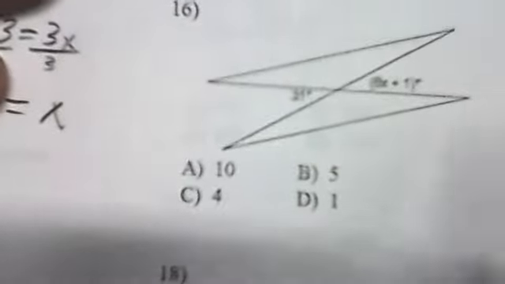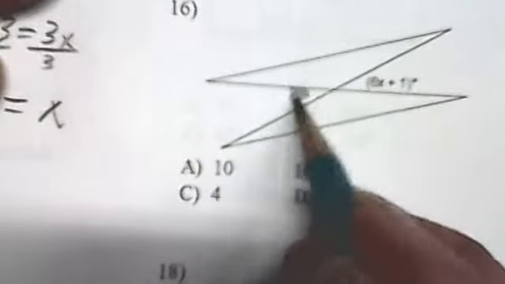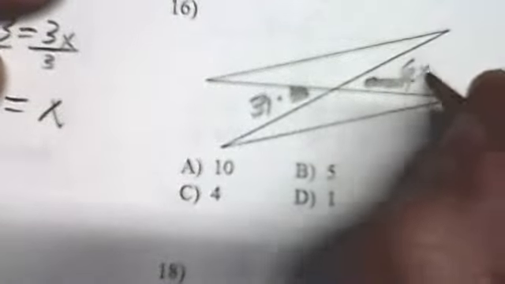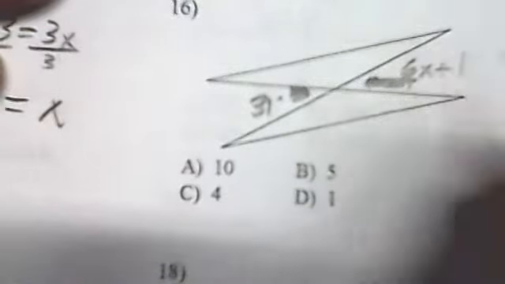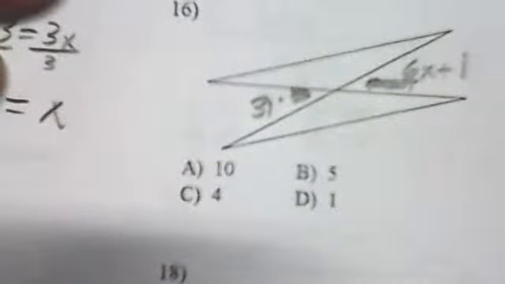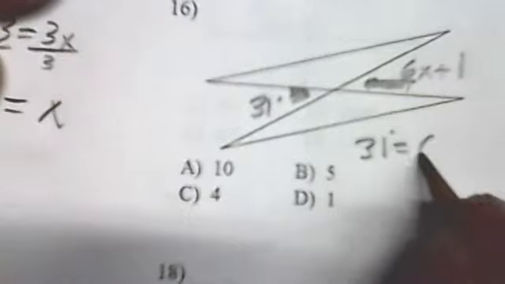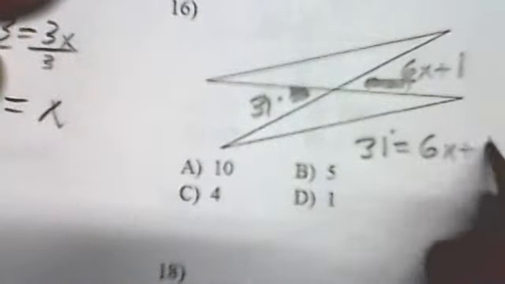So over here, of course, you guys can't see the number that we need to see, all right? This number is 31. And over here, this says 6x plus 1. All right, plus 1. So we're going to set up the equation 31 degrees equals 6x plus 1.